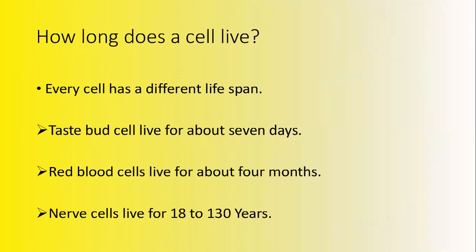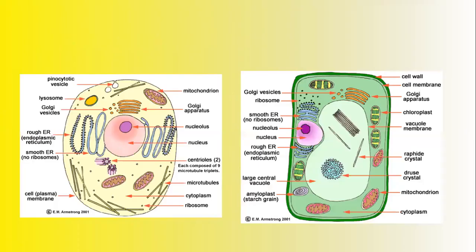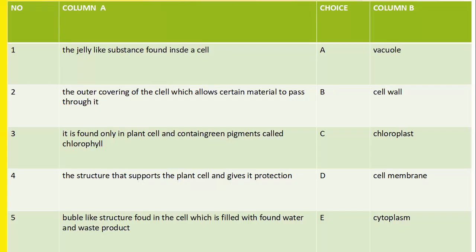How long does a cell live? Every cell has a different lifespan. Taste bud cells live for about 7 days. Red blood cells live for about 4 months, and nerve cells live for 18 to 130 years. So different cells have a different lifespan. This explains the difference between a plant cell and an animal cell.